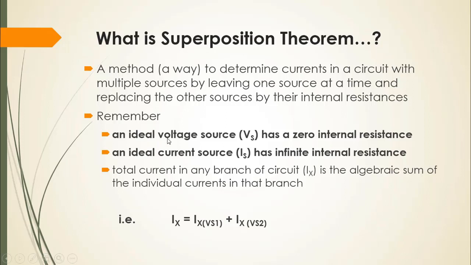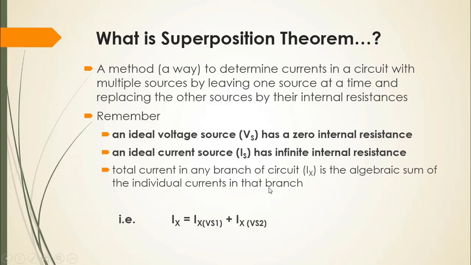Remember that for an ideal voltage source the internal resistance is equal to zero, so we will replace a voltage source with a short circuit, while for an ideal current source the internal resistance is infinite, so we replace it with an open. The total current in any branch of such a circuit, which can be represented by Ix, is the algebraic sum of the individual currents in that branch.